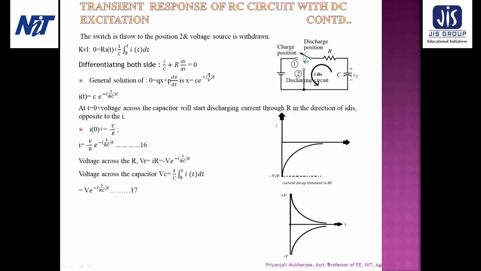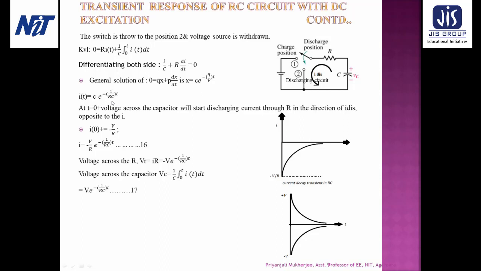Now, the switch is considered in position 1 and the circuit reaches the steady state, and after the steady state is reached, the switch goes to position 2. In the same way, the voltage source has been withdrawn. If we apply KVL in this circuit, then 0 equals R i(t) plus 1 by C integral of i(t) dt. If we differentiate both sides, the equation becomes i by C plus R di/dt equal to 0. The general solution of this equation is the same, and according to that, the current becomes C into e to the power minus 1 by RC into t.